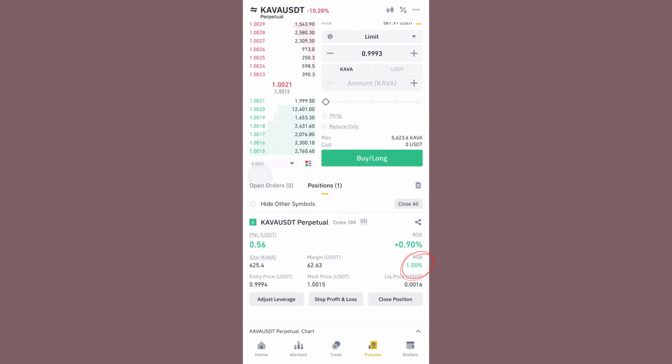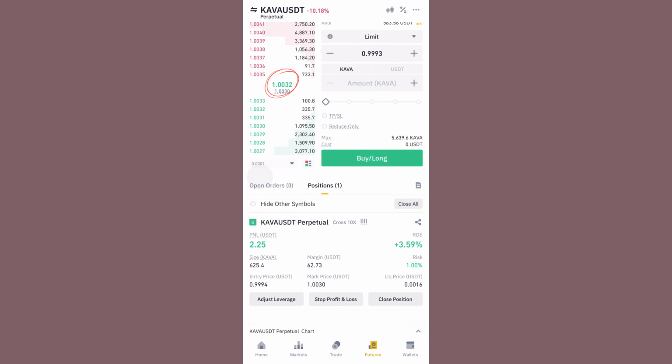How much did I put into this trade? The risk here is calculated based on how much I put in and how much I have in my wallet to support it. That is why the liquidation price here is also 0.0016, which is the more accurate liquidation price. You can see my entry where I entered the market, which is 0.9994, and the market price, which is the current market price, changes alongside what you see moving up here.